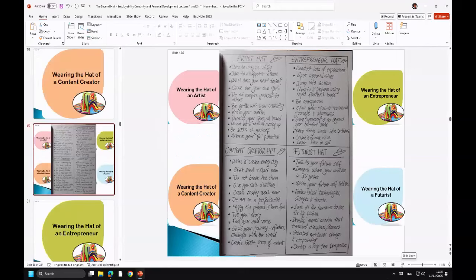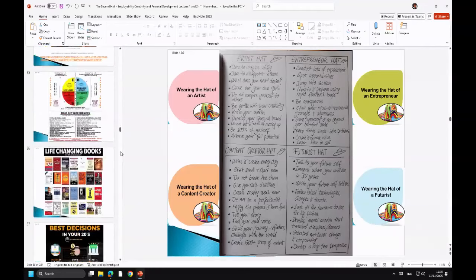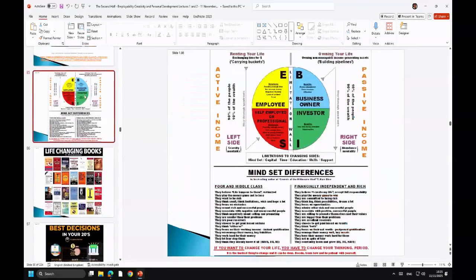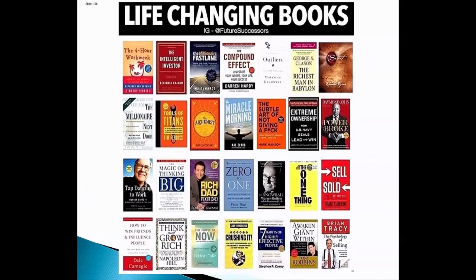And in the rest of the slides, I gave you lots of resources on each hat. The first hat is entrepreneurship. So in entrepreneurship, you can read about these books. These are about getting rich. Have you read these books?